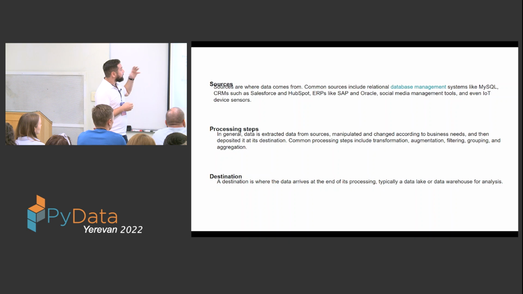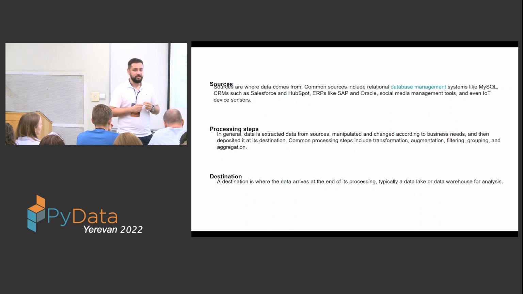Regarding the processing step, it actually consists of different steps. One is transformation, another one is augmentation or enrichment, filtering, grouping, aggregation. Let's focus on each of them. First one is filtering. Filtering can consist of different steps.